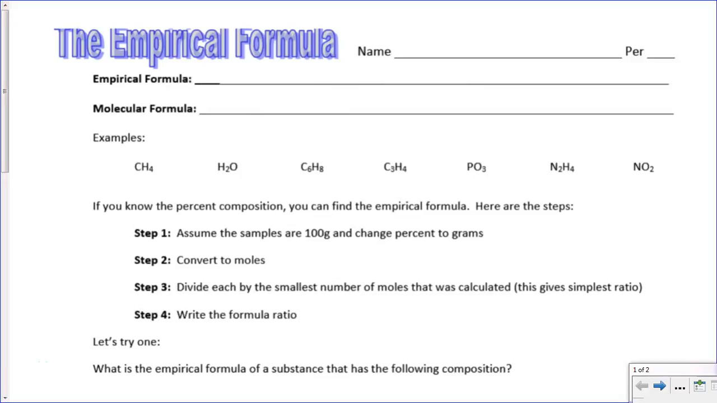In this short video, I'll be discussing the empirical formula and how to find it based on the percent composition of a substance. So the first thing we have to know is what the empirical formula of a substance is, because that's new vocabulary to us. So generally speaking, you can think of the empirical formula of a substance as the formula of a substance in lowest terms.